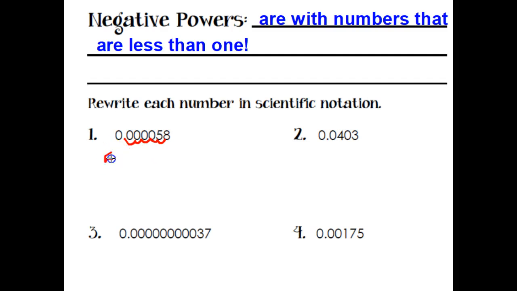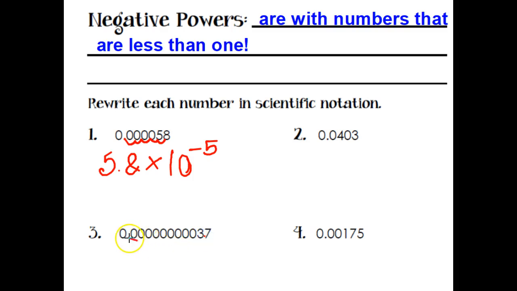Okay, so scientific notation: 5.8 times 10 to the negative fifth power. That's what that is, y'all. That's not an and sign. 5.8 times 10 to the negative fifth power. Why? Because this number is less than 10. Where do I want this decimal at? Between the two numbers. You get the point.